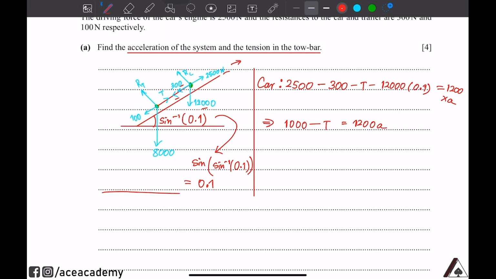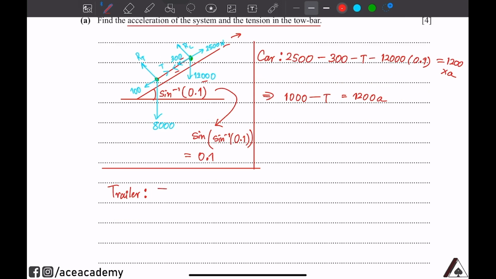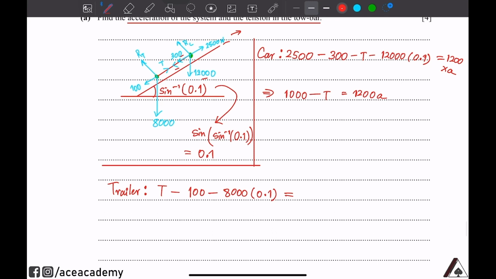Now for the trailer. We have the forward force, which is tension T, minus the resistive force, and the weight component, which is 8,000 sine of sine inverse of 0.1, which is just 0.1, is equal to mass times acceleration, which is 800 A. Simplifying, we get T minus 900 is equal to 800 A. And so we have our two equations, 1 and 2.